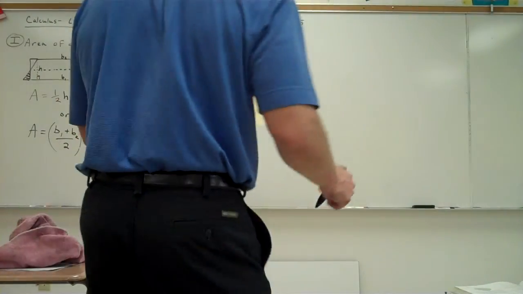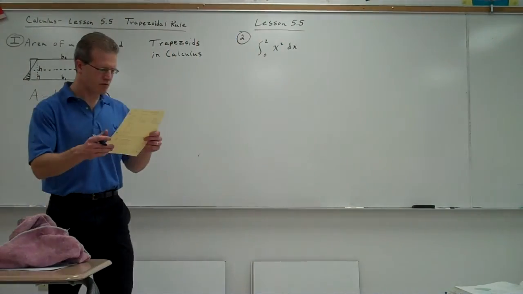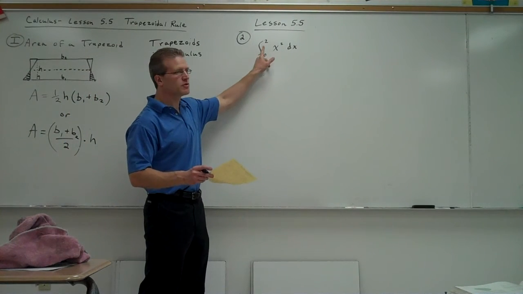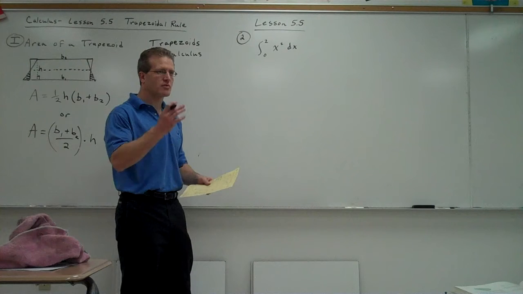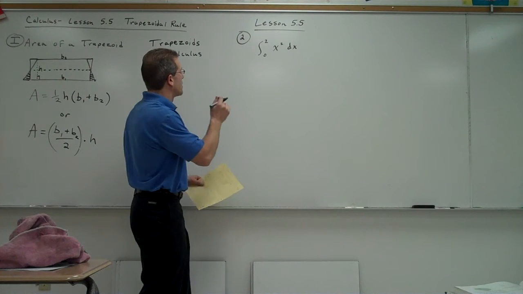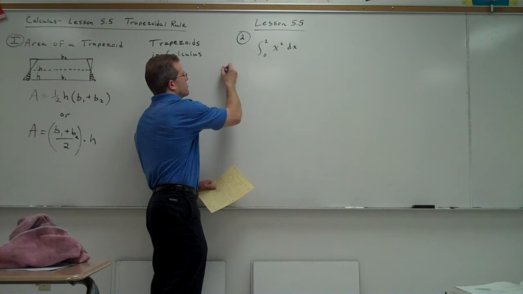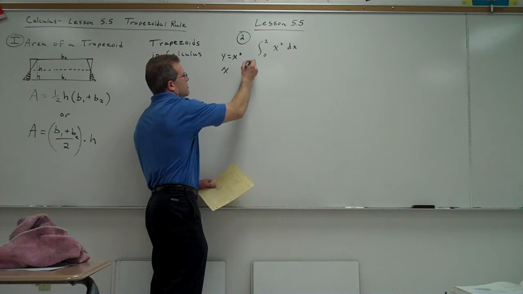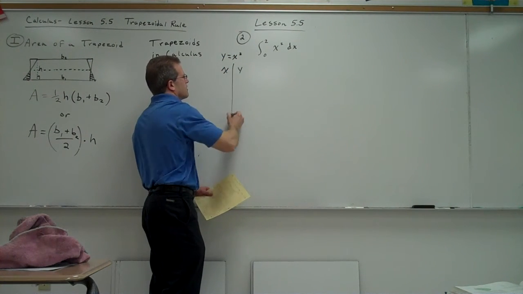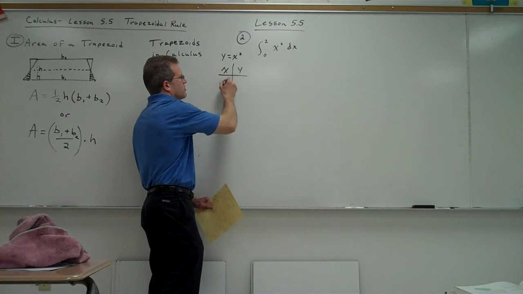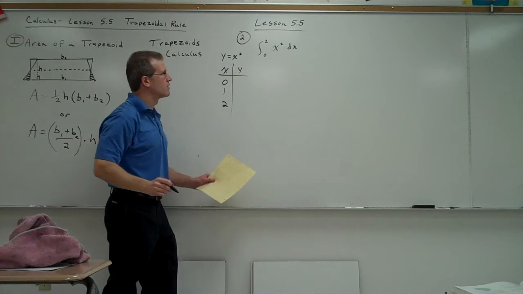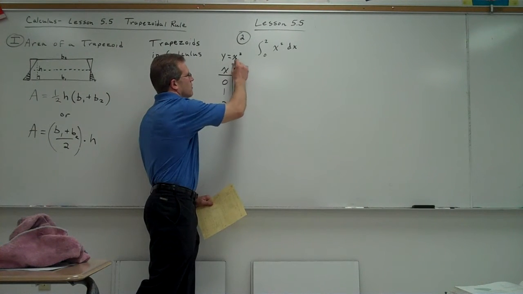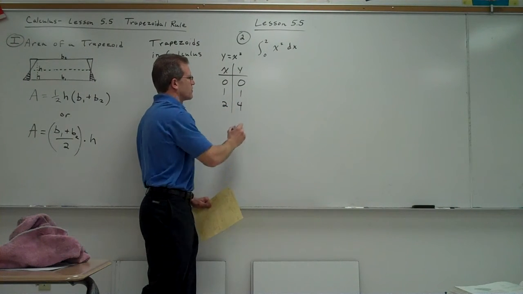Okay, this is number 2 on lesson 5.5 over the trapezoidal rule. We're going to try to approximate the integral of x squared dx from 0 to 2 using the trapezoidal rule. So let's graph it first. My equation is y equals x squared, because x squared is my integrand. I'm going to use the numbers from 0 to 2, so let's go 0, 1, and 2. If you plug 0 in for x, 0 squared is 0, 1 squared is 1, 2 squared is 4.